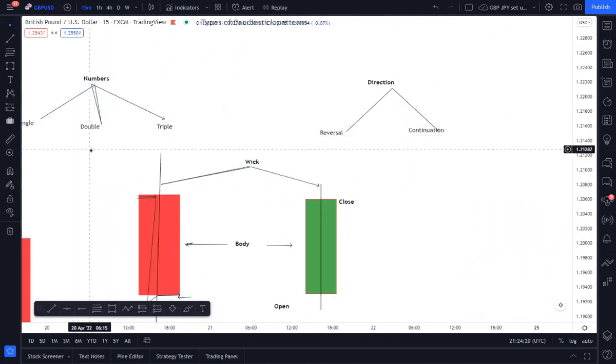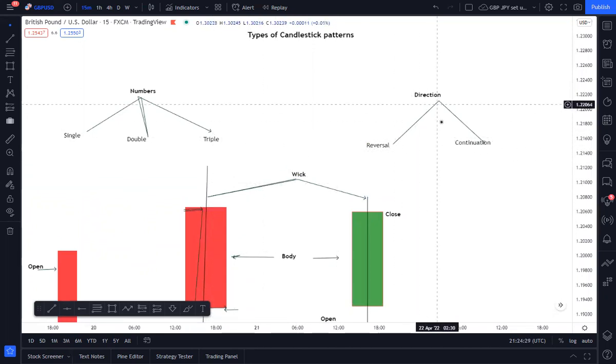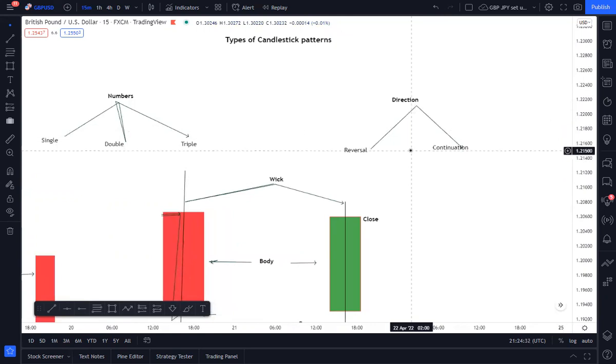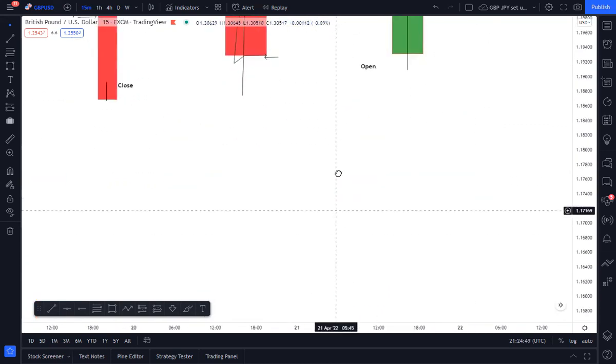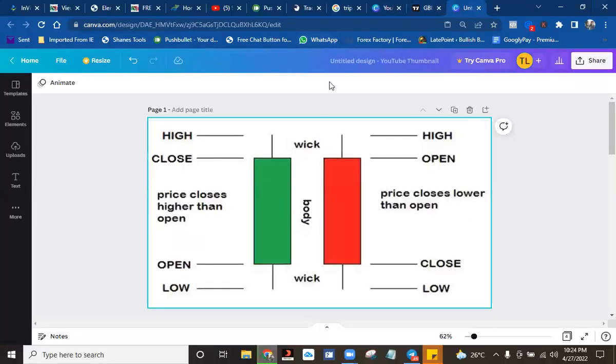So now I've just told you we have single candlestick patterns, double candlestick patterns, and triple candlestick patterns. Now we also want to talk about direction. Your candlestick pattern also shows you reversals and continuations. These are the main significance of candlestick patterns: reversals and continuations. What else do I have beneath? I would go straight to here.